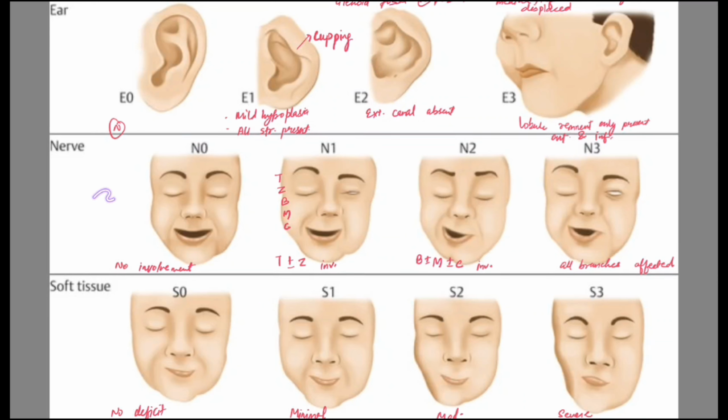Now coming to the nerves. In N0 there is no nerve involvement. In N1 only temporal and zygomatic are involved. In N2 there is buccal, mandibular and cervical involvement. And in N3 all the branches, T, Z, B, M, C, temporal, zygomatic, buccal, mandibular, cervical, all the branches are involved.